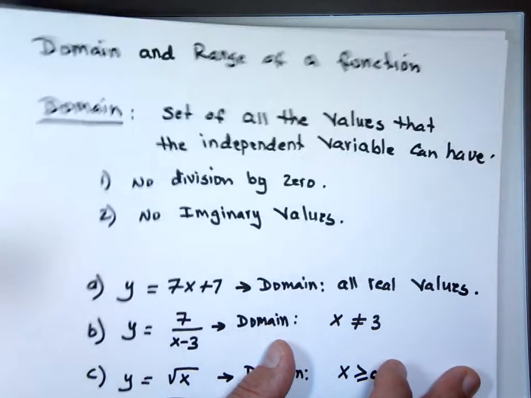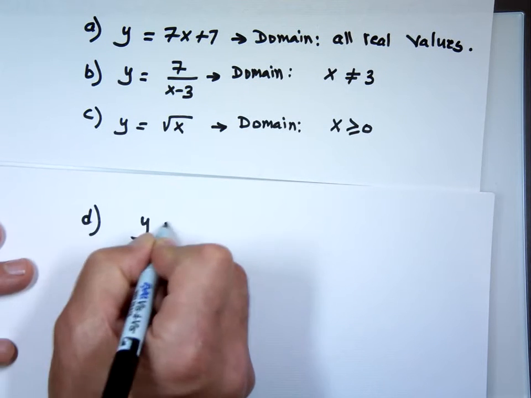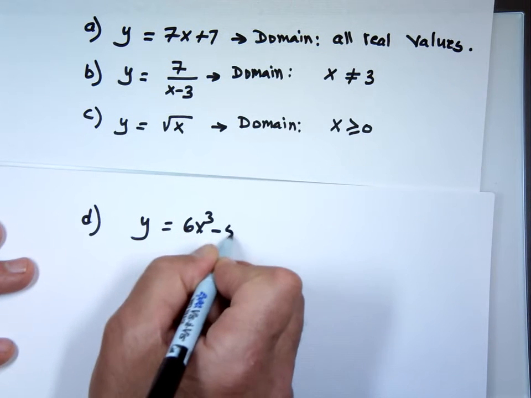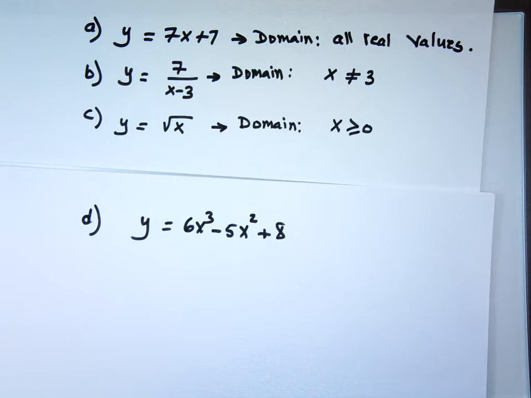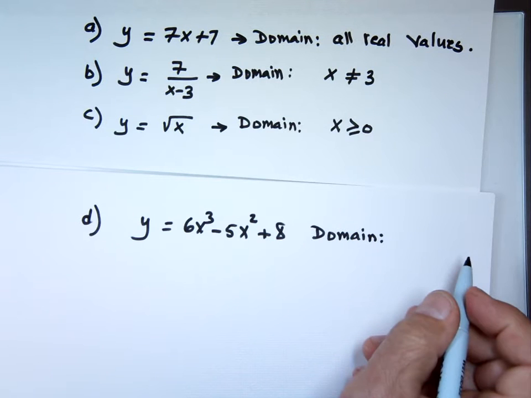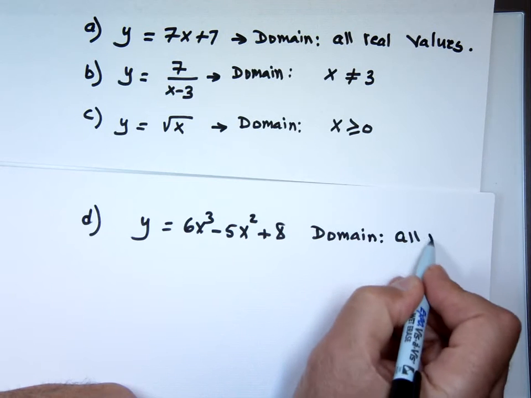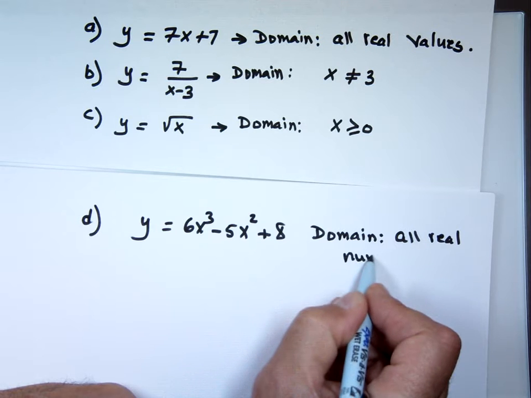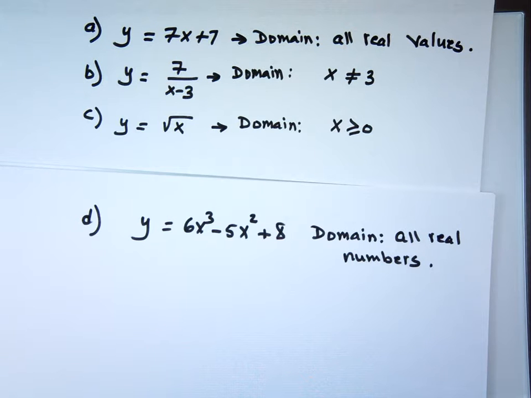Let's try another example with the domain here. What's the domain here? What is it? All real numbers. Any number you plug in here, you will have a y value for it. I don't care how big or how small that number is. So you can choose any number and get an answer for it.